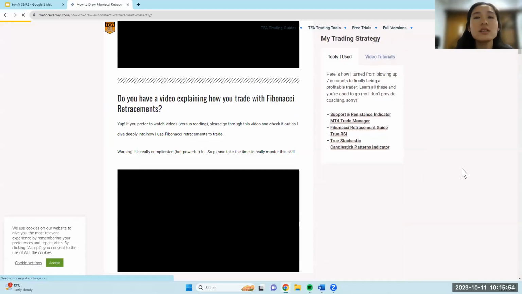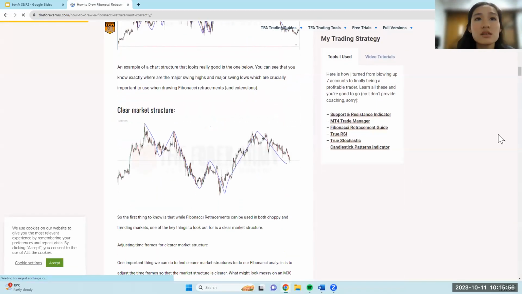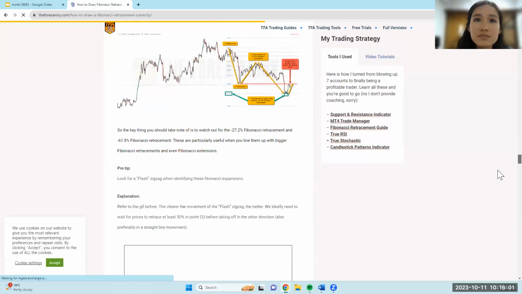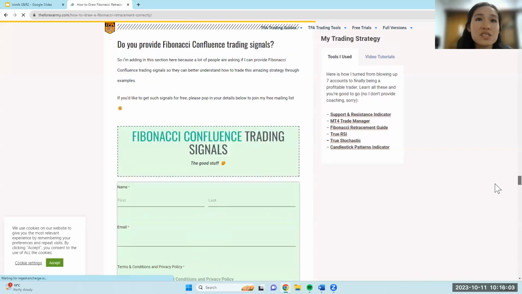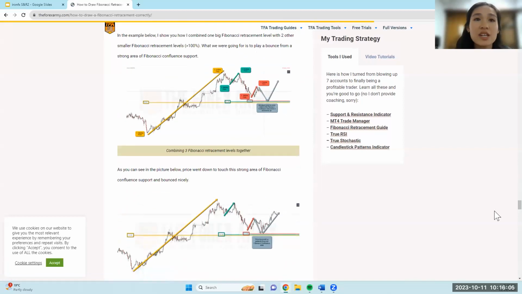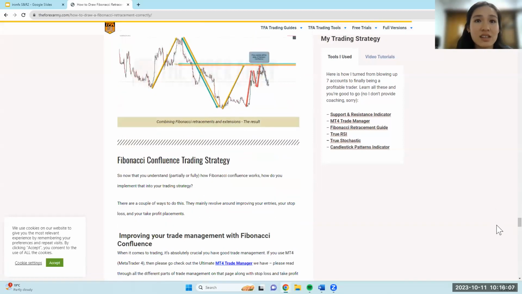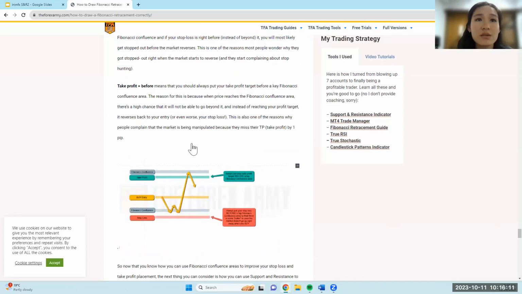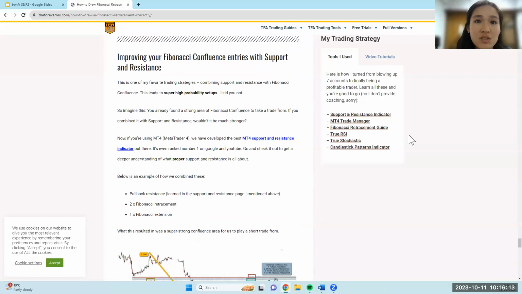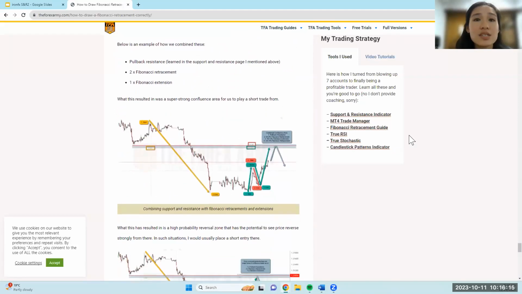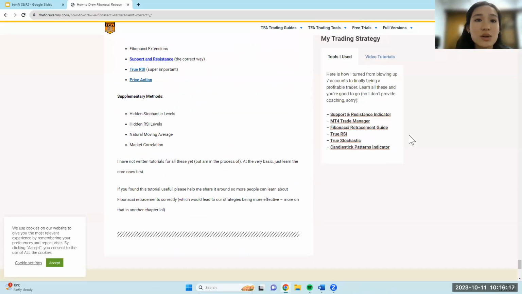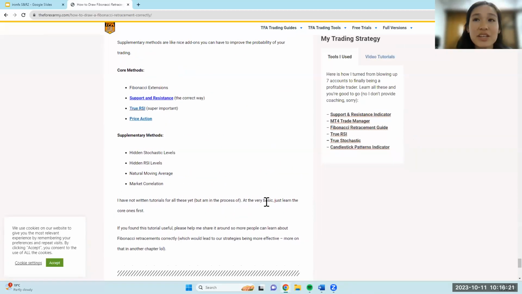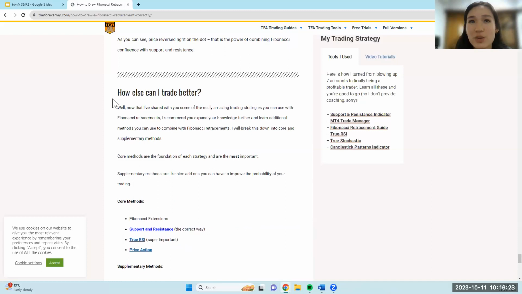So yeah, really in-depth and really easy to understand Fibonacci guides, as well as some risk management techniques. This is really important. Support and resistance, all of these as well. You can go and explore this website on your own.